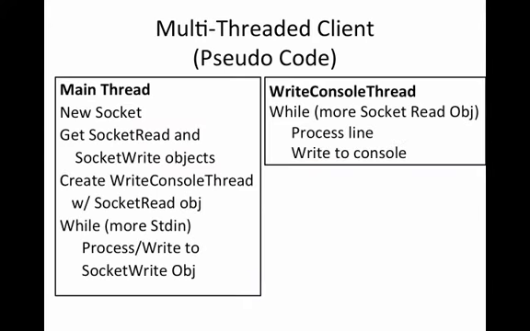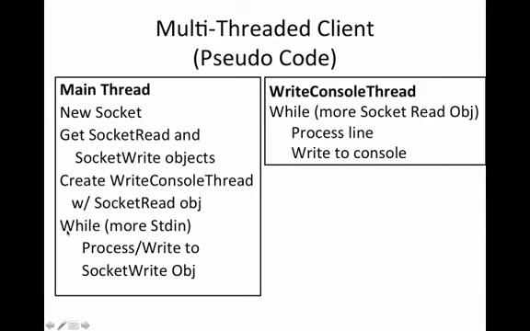Here's the pseudocode for a multi-threaded client. This is pseudocode that you can use for creating a chat room. You would, again, in the main thread, create the new socket. Then you would get the socket read and socket write objects, so the buffered reader and the print writer. Now you're going to create a write console thread that's going to be passed the socket read object, so that write console thread can sit on the socket's stream, and when the socket sends information, it can write it.